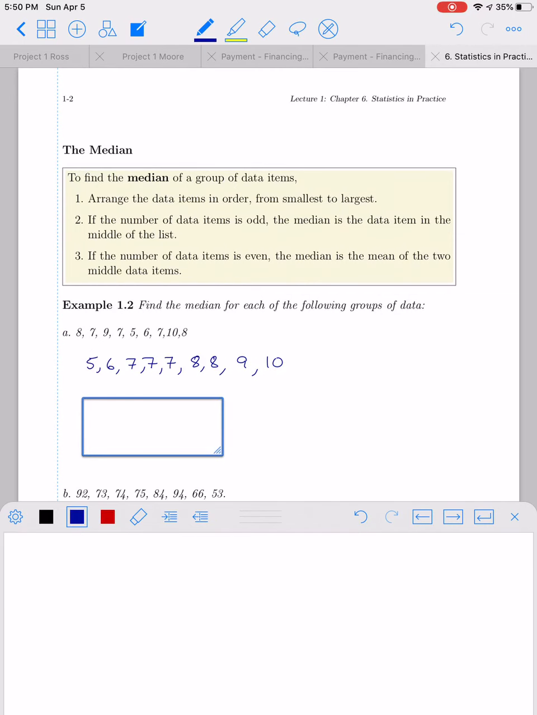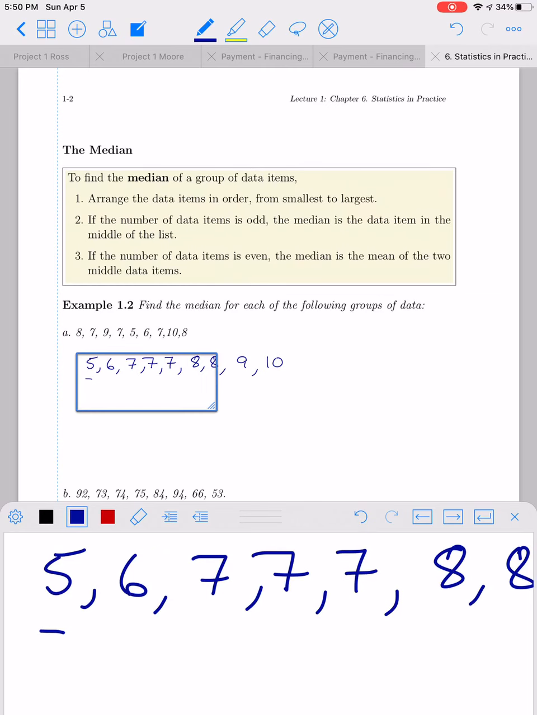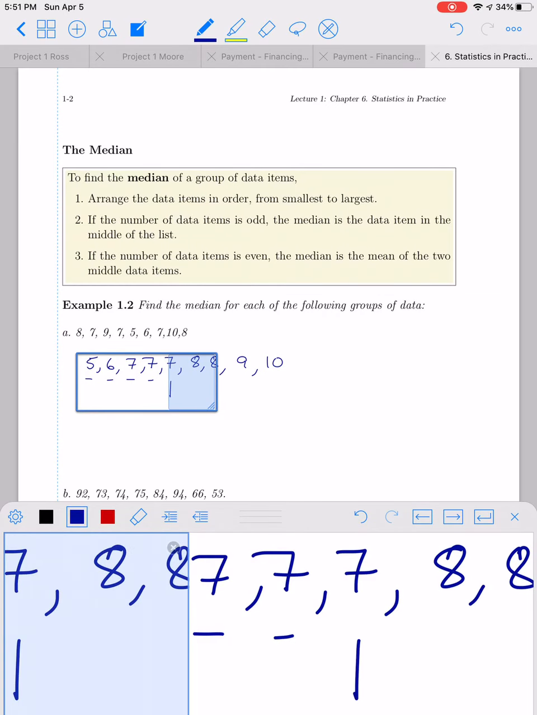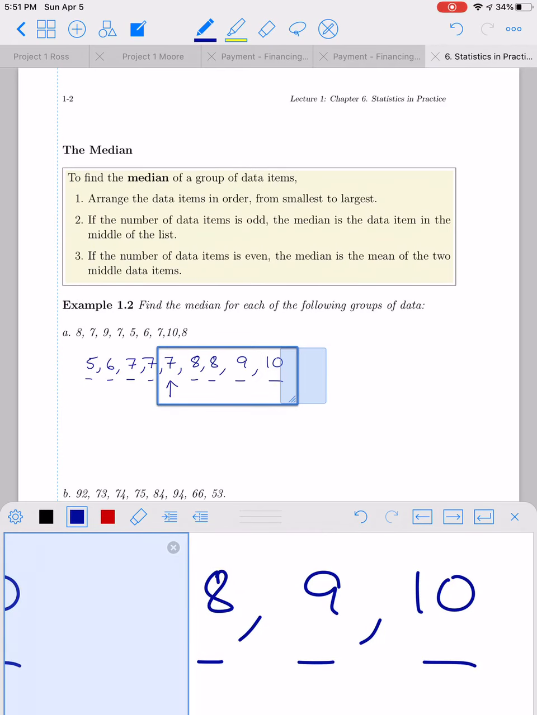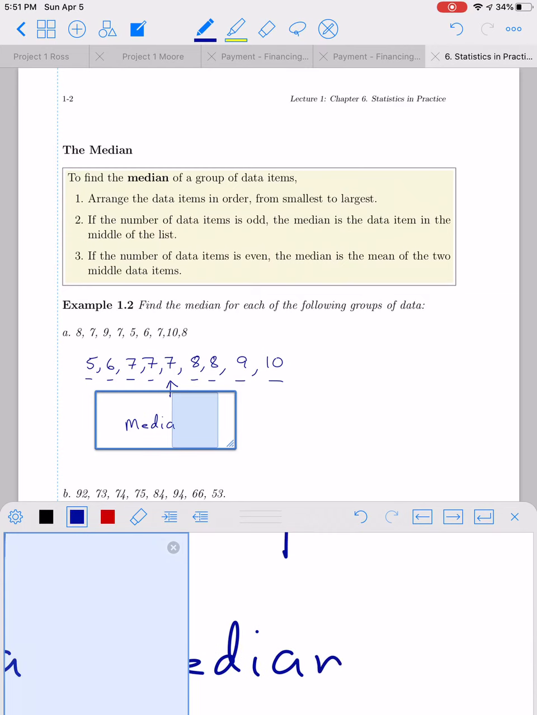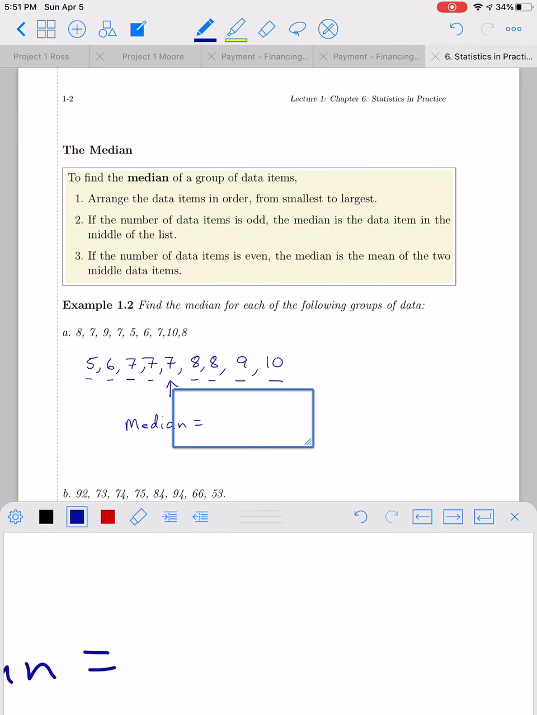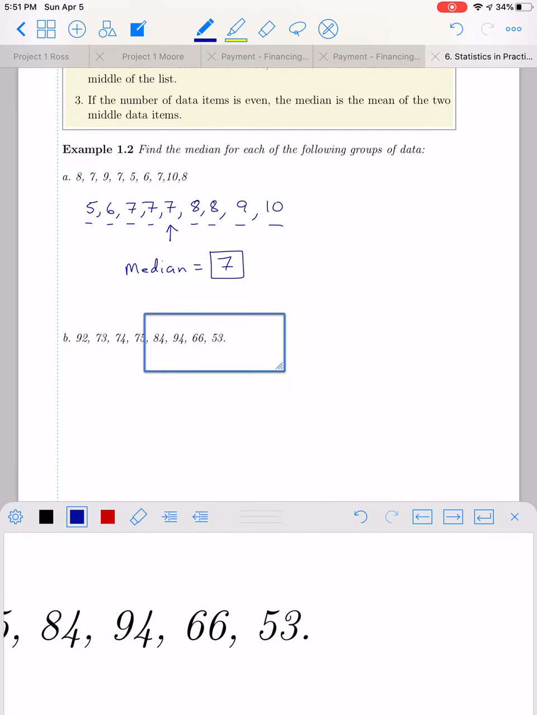To find the median of this, we're going to look for the middle value. So we need to know how many there are in order to find the middle. We've got 1, 2, 3, 4, 5, 9 data items total. So if we count 1, 2, 3, 4, here's the 5th one. There are 4 to the left and 4 to the right when this list is in order. The median in this case is that middle value in the ordered sequence, and that's 7. So our median is 7 in this case.